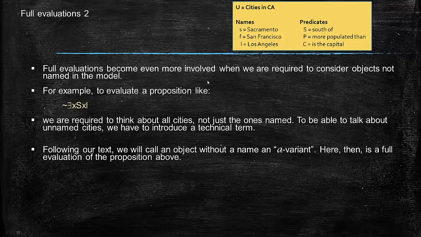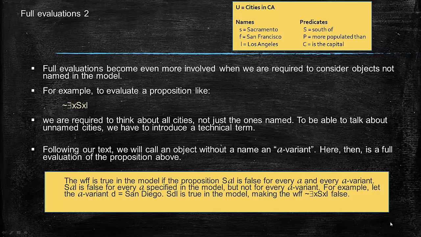The text talks about what they call an A variant. All an A variant is, is a name of an object that is not explicitly named in the model. So in order to evaluate "it's not the case that there exists an X such that XSL," we need to be able to talk about A variants. So here's the straight up evaluation of it's not the case that there exists an X such that SXL. So it's not the case that there is something that is to the south of Los Angeles.